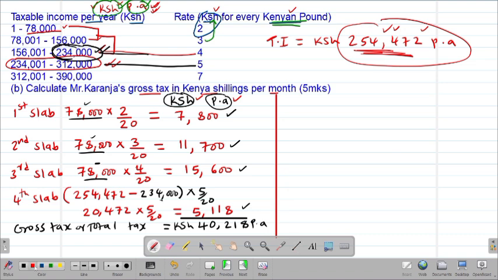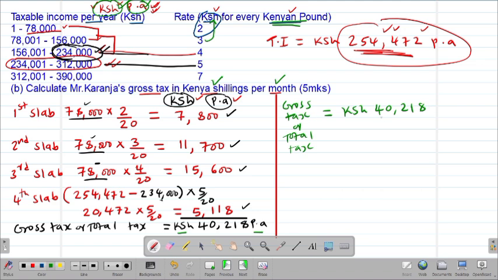Then of course, after getting the gross tax, we need to specify the units of the question according to the requirement of the question. The question wanted the gross tax in Kenya shillings per month. Of course, this one is already in Kenya shillings, so we just need to convert it into per month. Therefore, the gross tax, or what we are calling the total tax, will be equal to Kenya shillings 40,218. This was per annum.